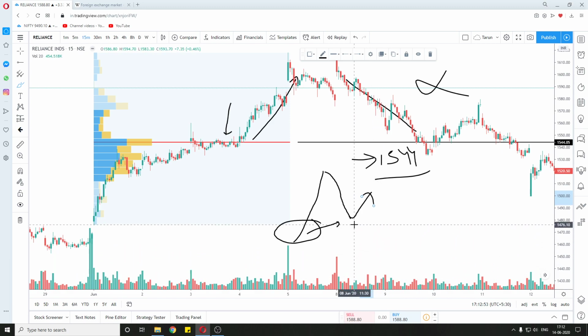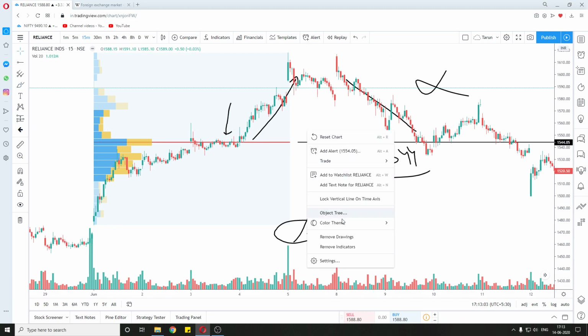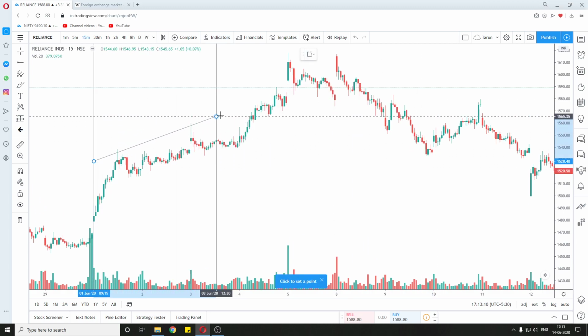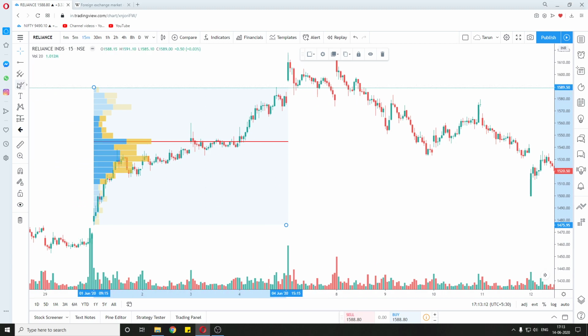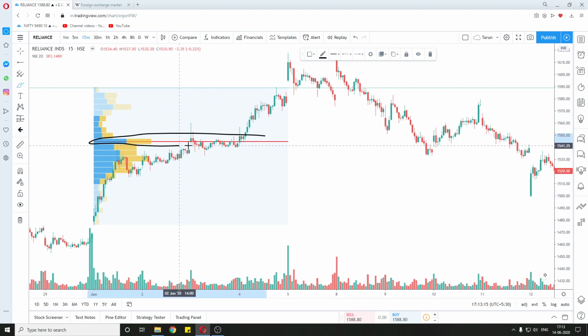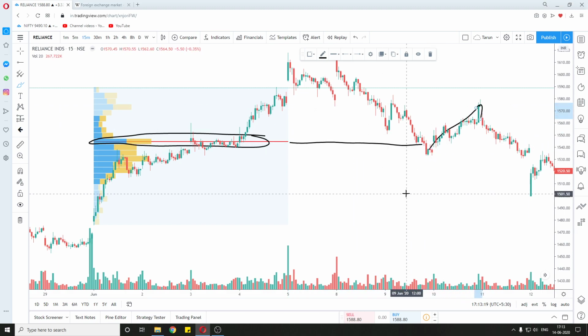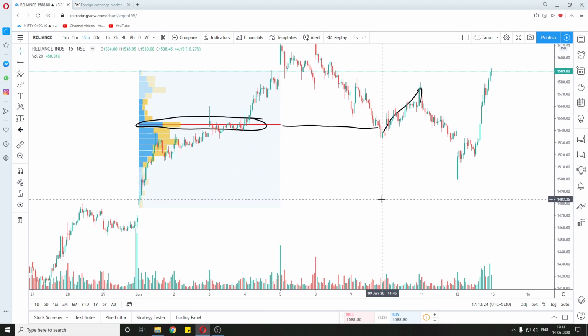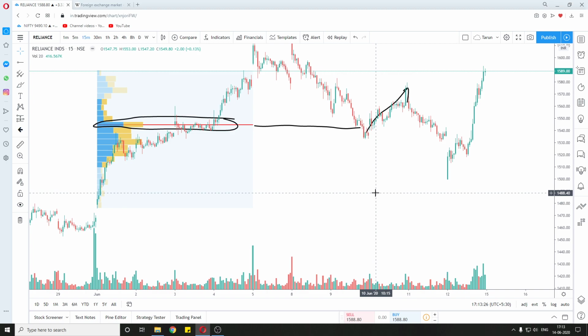So this is how the volume profile works. The red line is called the POC, which tells us about the maximum number of shares which were traded at a particular price. In this example, we clearly see that when we use a fixed range from this point to this point, the most amount of shares were accumulated at this price, and when the price came to this level, it went up. This is a tool which works on every time frame.